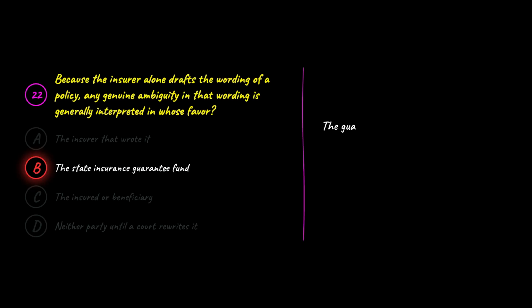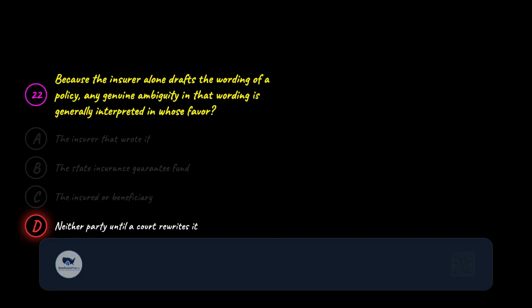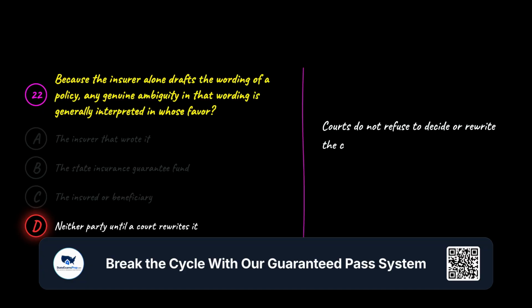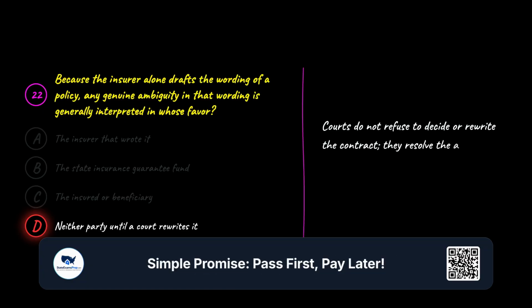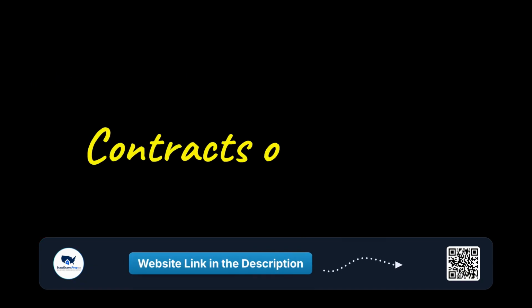B is wrong because the guarantee fund protects policyholders only when an admitted insurer becomes insolvent and plays no role in interpreting ambiguous wording. D is wrong because courts do not refuse to decide or rewrite the contract. They resolve the ambiguity in favor of the adhering party, the insured.